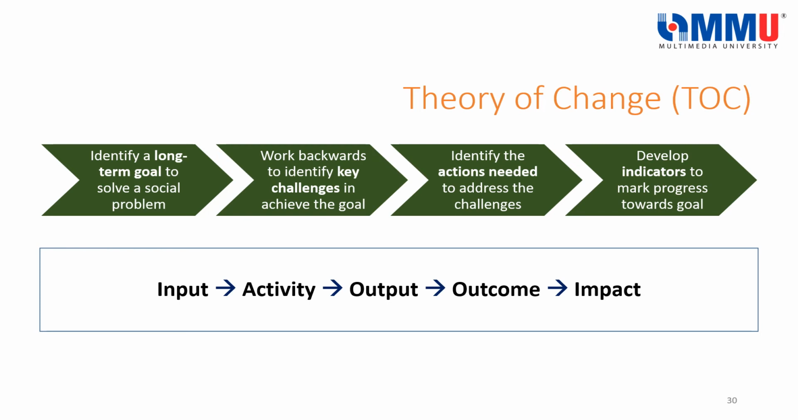And when we talk about research impact, this theory of change comes to mind, and as I mentioned, you need to work with the end in mind and work backwards. So you need to identify a long-term goal to solve a social problem, work backwards to identify key challenges before you can achieve such a goal, identify the actions required to address those challenges, and then systematically develop indicators to mark the progress towards the goal. You need that indicator to be as measurable as possible. And in order to come up with impact, you need input leading to different activities, leading to an output, and eventually the outcome or the goal that we mentioned earlier.